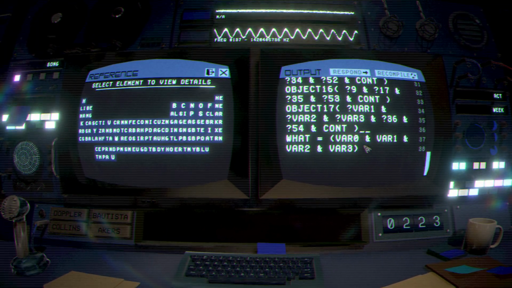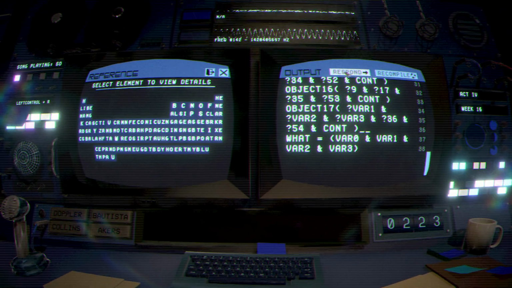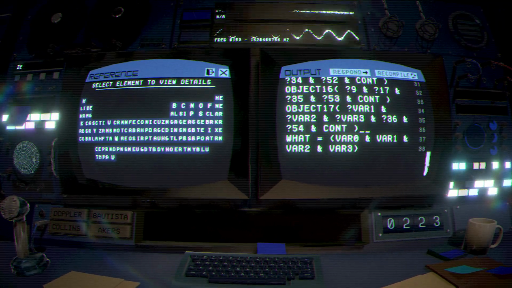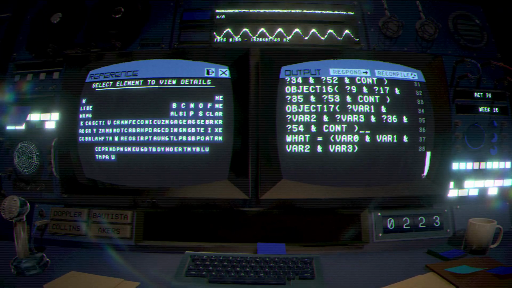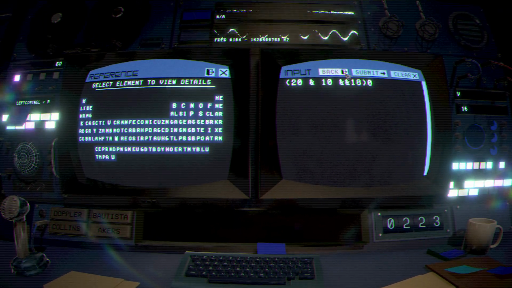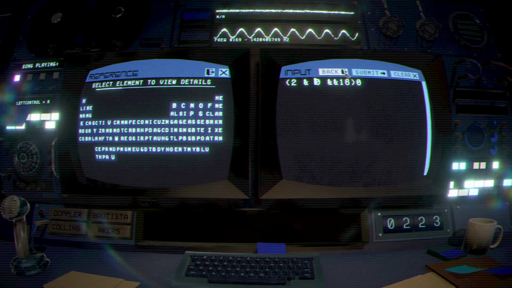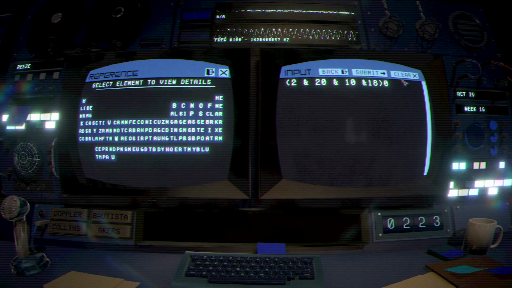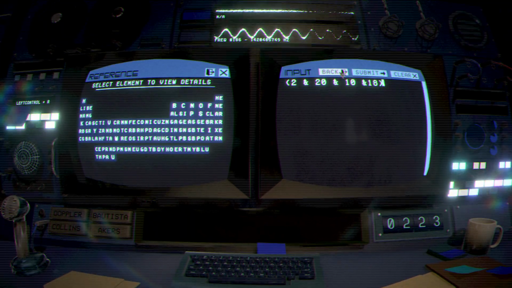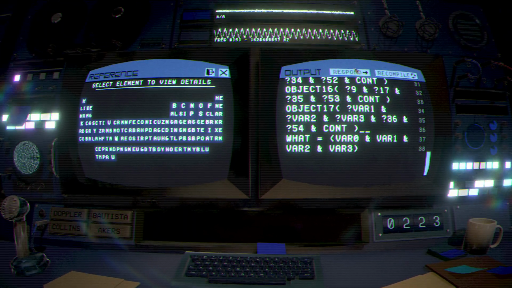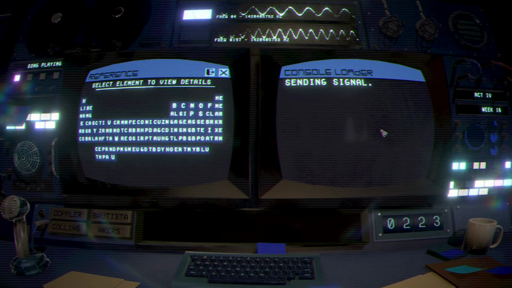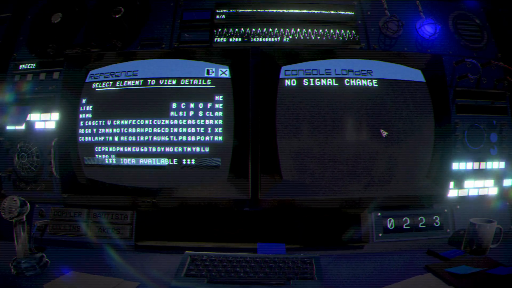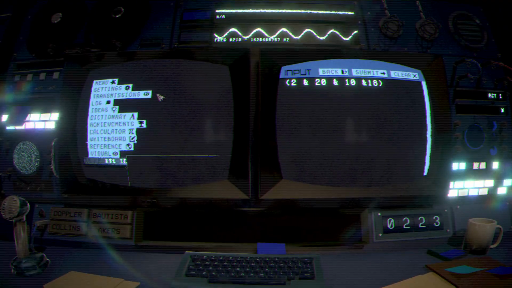Maybe variable 1 is actually 2 and 10 like that. Does that make sense? Why am I doing that? Let's try it out. No. Okay. What idea do they have for us here?